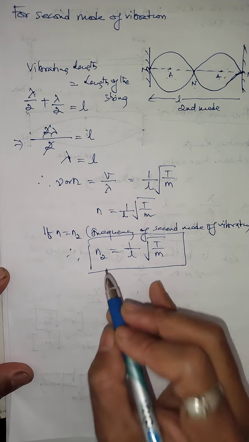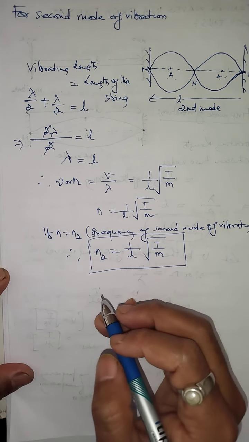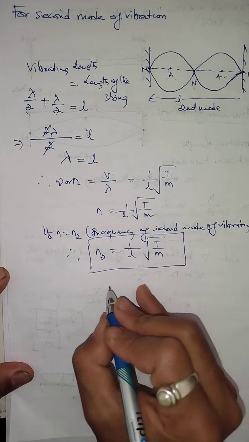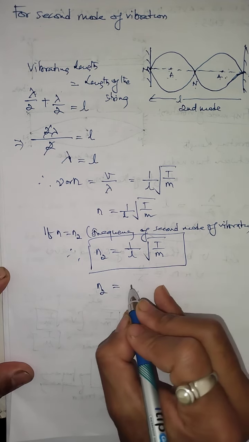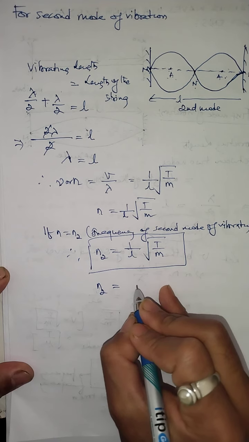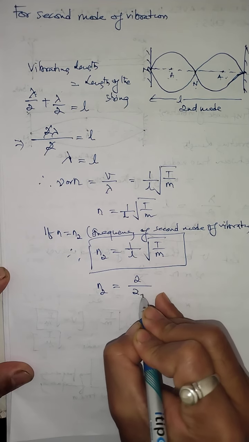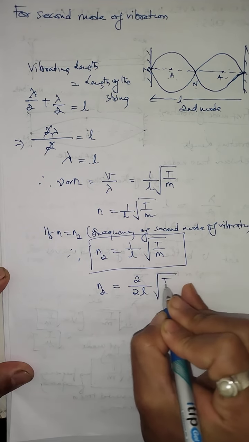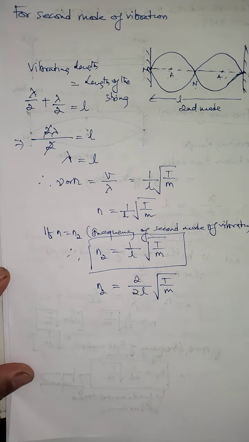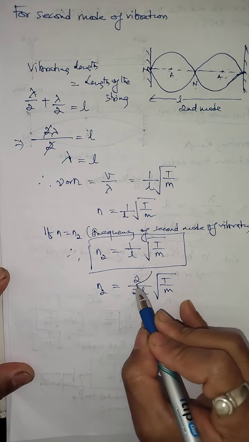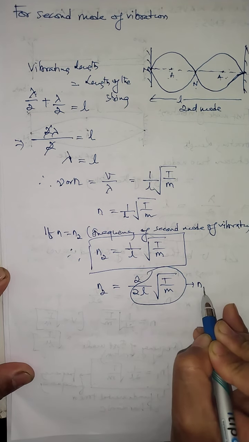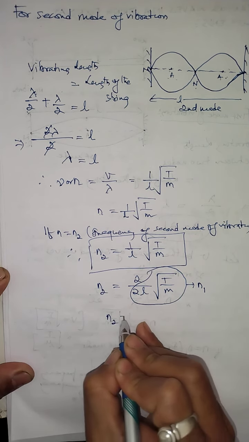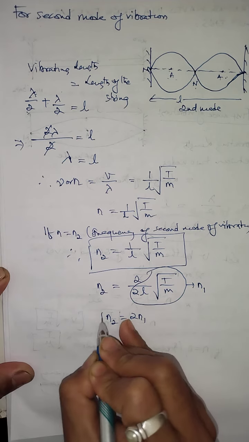But we can compare this frequency with the fundamental frequency. In order to compare, let me multiply by 2 in the numerator and denominator. So 2 by 2L square root of T by m. The reason I am doing this is that 1 by 2L square root of T by m is nothing but n1. So n2 equals 2 n1.